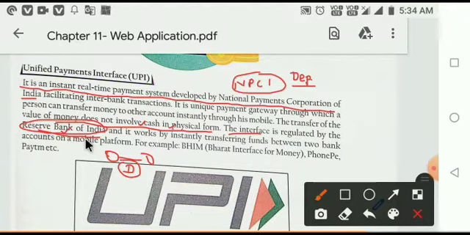The Reserve Bank of India is regulating this service that is provided by NPCI. They are doing the transfer of funds between two bank accounts on a mobile platform. For example, BHIM, Bharat Interface for Money, and PhonePe, Paytm, as I previously talked.